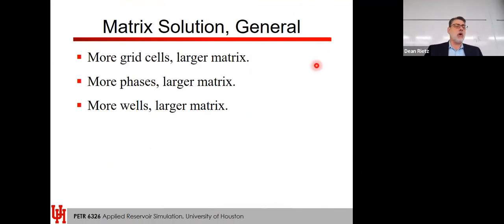The whole purpose of this is not to figure out matrix inversion. It's just, again, to show why your model is going to slow down: more grid cells, larger matrix, more time, more phases. This was 3-phase. You might have a gas field with only water and gas, and you tell the simulator how many phases there are. If you have a gas field with no condensate or no oil, just use a 2-phase model, and it'll speed up. More wells, larger matrix. It does add to it, but not tremendously, not as much as non-neighbor connections would.